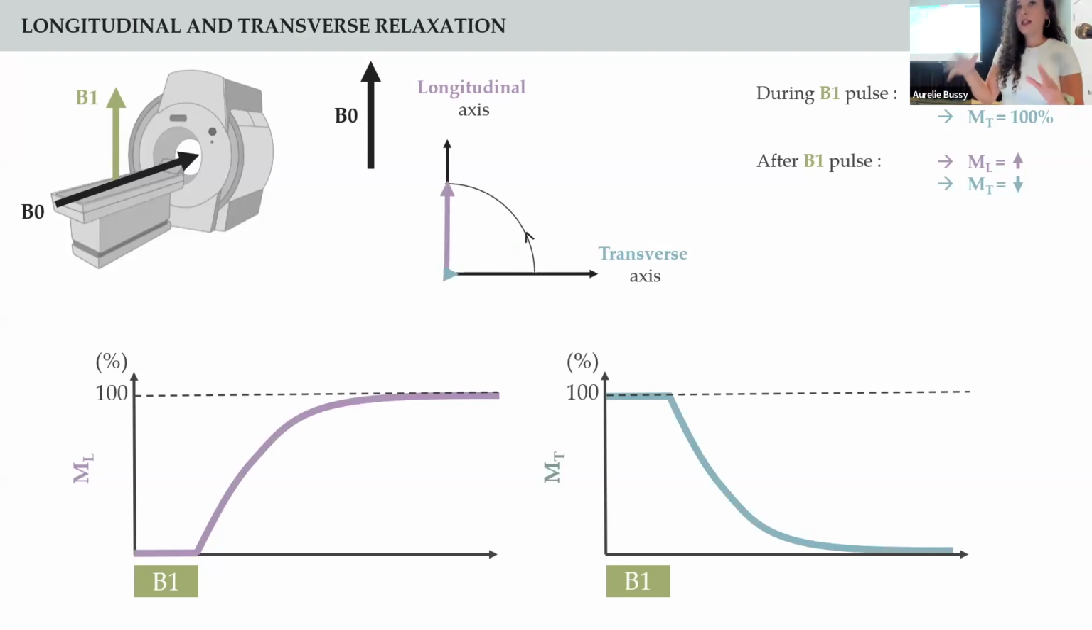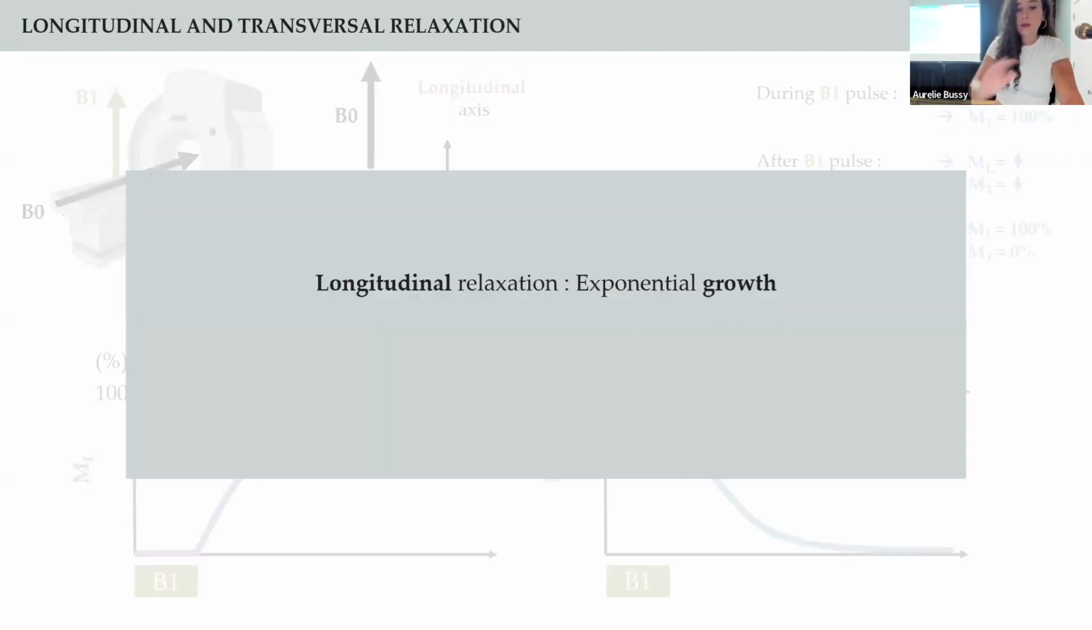Basically, you obtain these two exponential curves, one growing for the longitudinal and one going down for the transverse relaxation. And these two phenomena are really the key to what T1 and T2 are, and what T1-weighted and T2-weighted scans are. I will explain why just after. But it's really important to remember at least the direction of these two effects. The longitudinal relaxation is this growth, while the transverse relaxation is a decay.